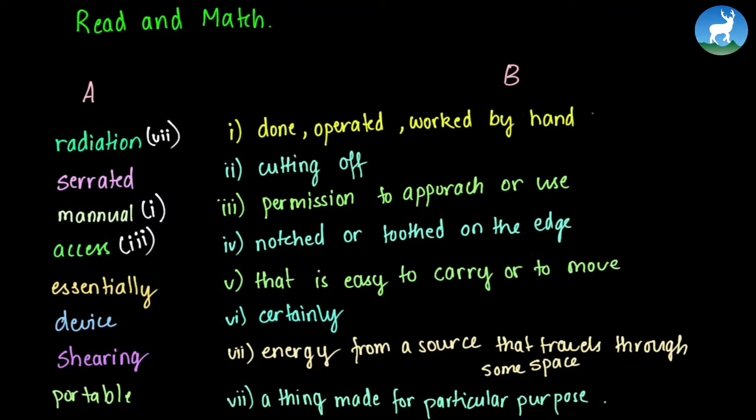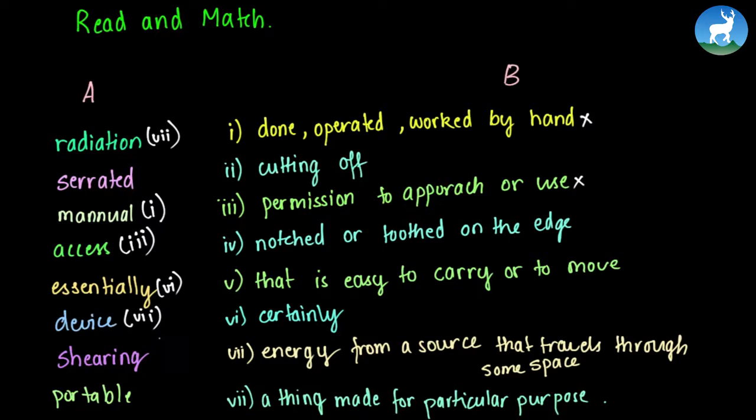Now, done, operated, and worked by hand already means manual. Cutting off, we don't know. Permission to approach or use, this is also already done. Notched or tooth on the edge, we don't know about this, and I don't think essentially means this. That is easy to carry or to move, essentially does not mean that. Essentially can mean certainly. So certainly and essentially can have the same meaning. Next we have device. So a device is a thing made for a particular purpose. So we mark it. Now next we have sharing.